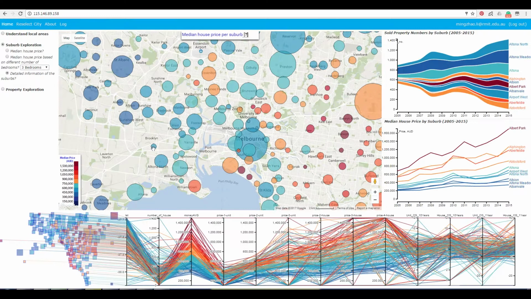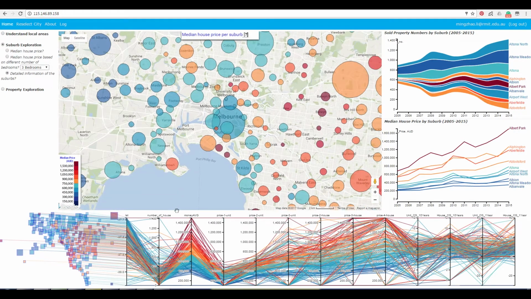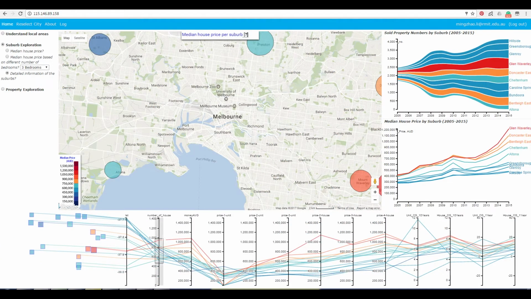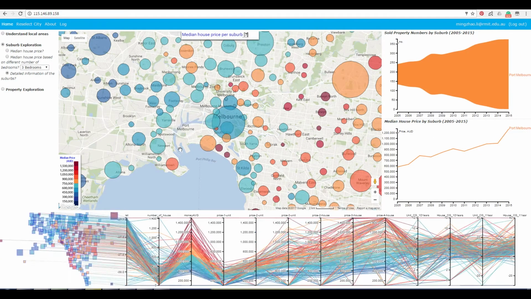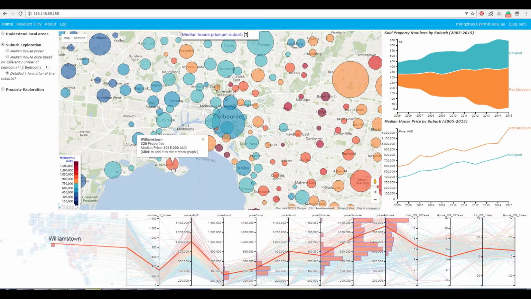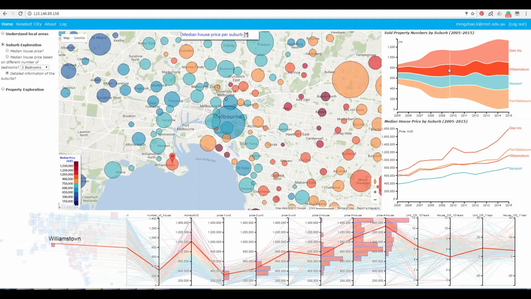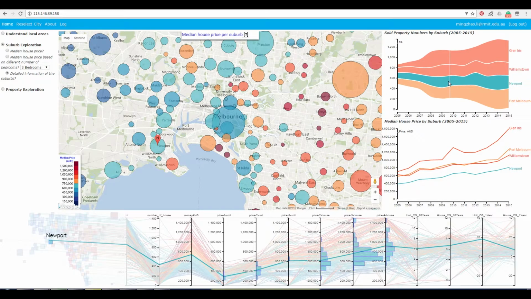The multidimensional view uses parallel coordinates to present detailed information about each suburb. We can filter suburbs using parallel coordinates, or click suburbs to add them to the historical view. In the historical view, we have line charts and stream graphs to visualize the changes of median house price and sold number in the selected suburbs over the last 10 years.